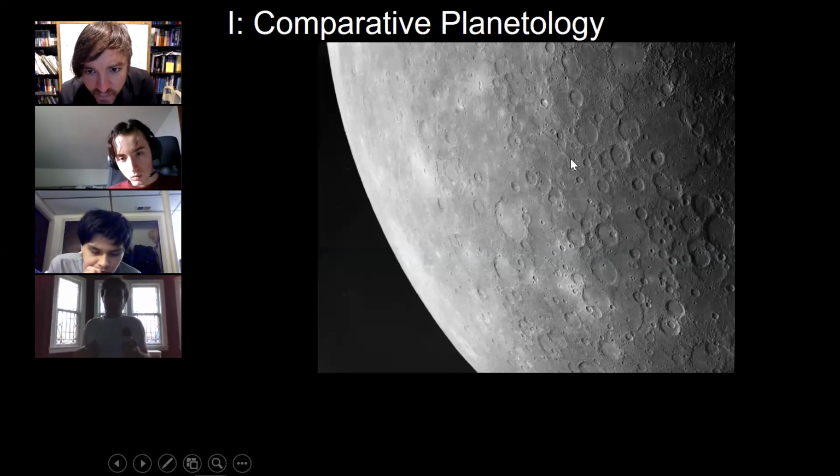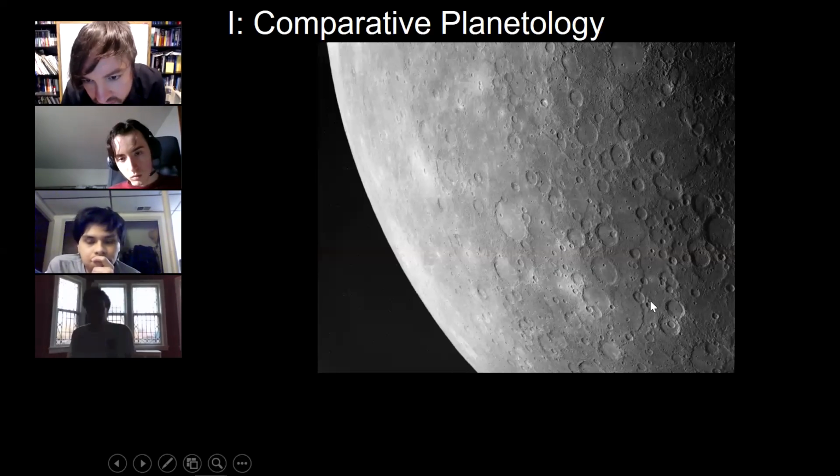You don't just see one of these features on Mercury. The scarps of Mercury are legendary. You can see one here, you can see one here. And as you look across the surface, you see many of these cliff walls. You'll notice that this cliff wall cuts through the impact crater.